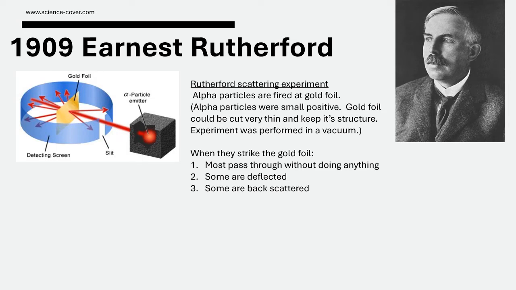When he performed the experiment, he discovered that most of the alpha particles passed straight through the gold foil without doing anything. Some were deflected to the left or to the right, and some were actually backscattered. This means they were bounced back in the direction that they came from.